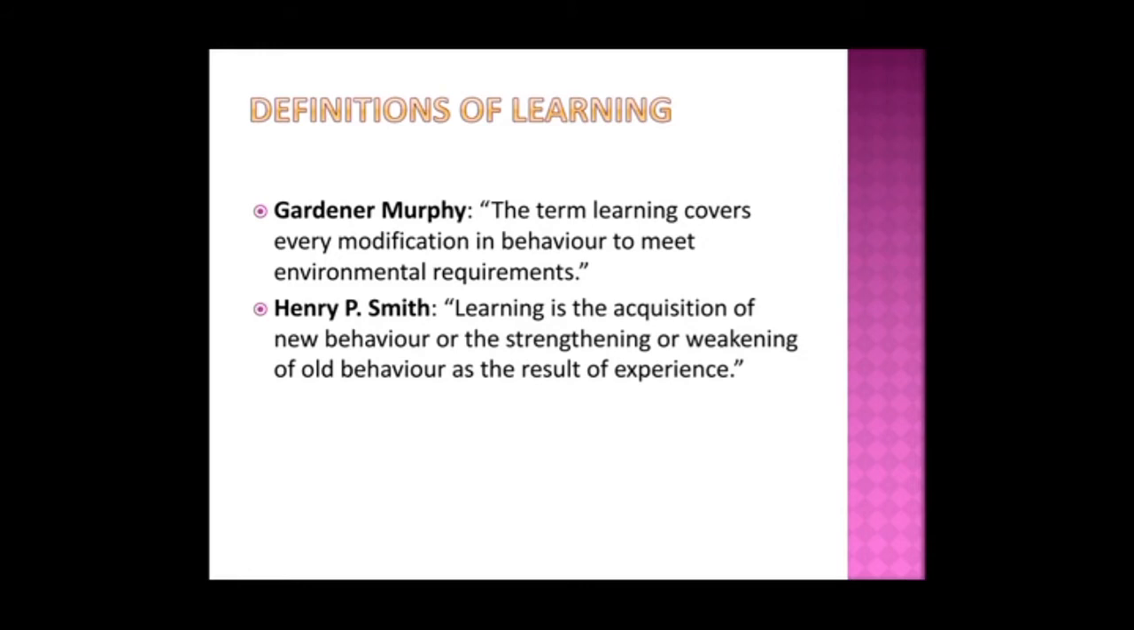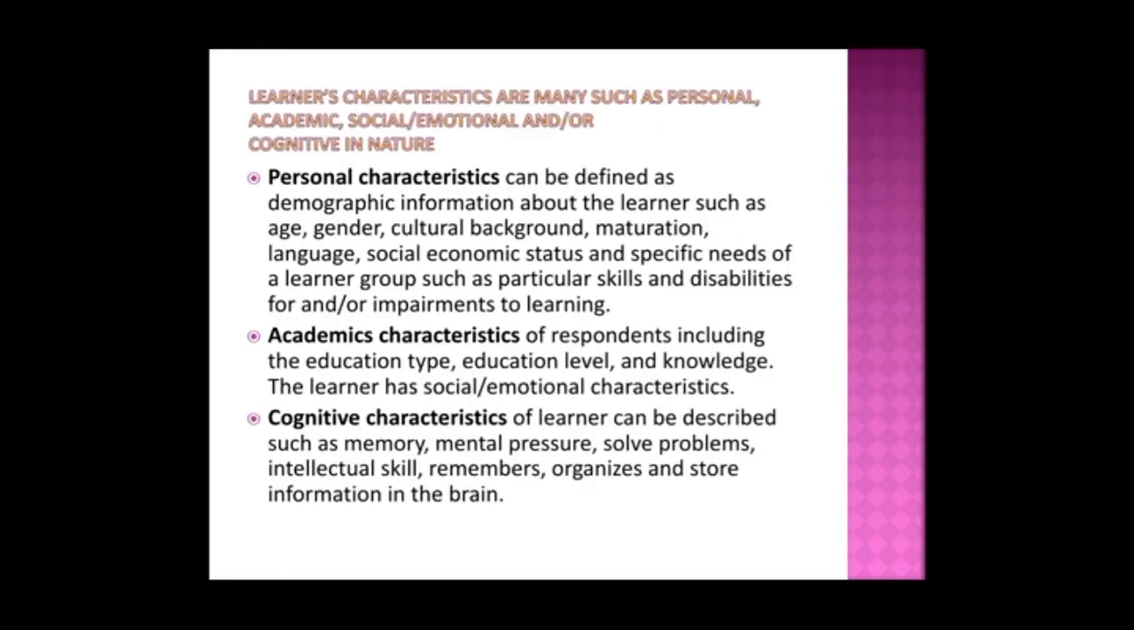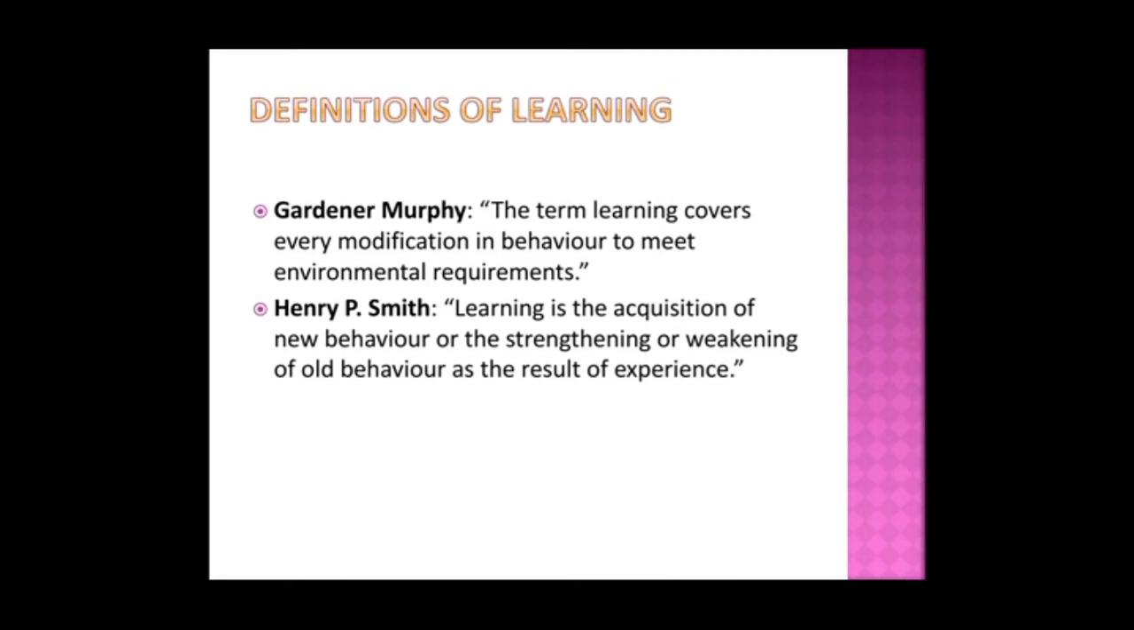Definitions of learning. First of all, Gardner Murphy, the author, says that the term learning covers every modification in behavior to meet environmental requirements. That is according to Gardner Murphy. You can pronounce the name your own way. I already told you this author's name. You can pronounce it your own way, but observe the spelling first of all.